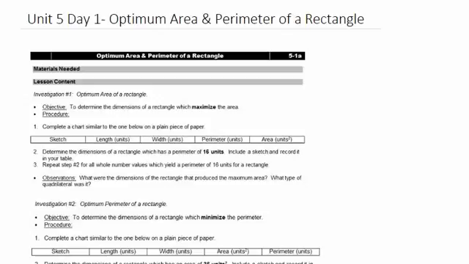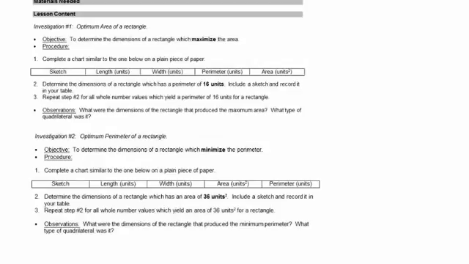Today we're going to be looking at the optimum area and perimeter of a rectangle. Prior to today you should have tackled these two investigations on the screen, and you will notice something about what characteristics have to be present for an optimum perimeter and area of a rectangle.